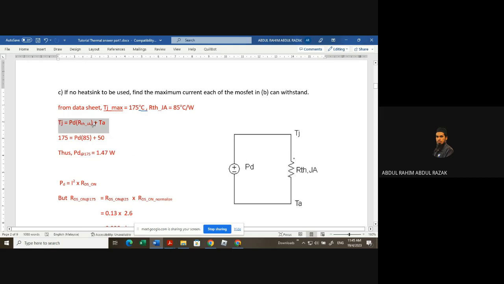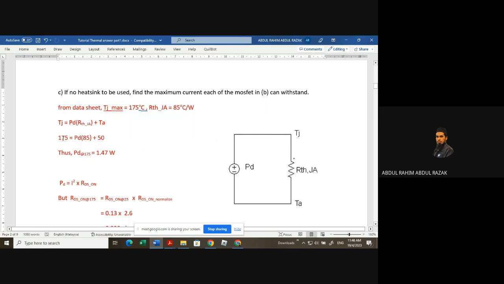So write down the formula. Here the main concern is how much our TJ is now, when our PD is at a certain value, and our thermal JA, which we found from the data sheet of our device, is at a certain value, and the ambient temperature is at what value? So that is your TJ. And we found that the maximum junction temperature can go up to 175 degrees C, dalam different data sheet tu. Here, the device information is all available inside your data sheet. And 175, 85 here. Yang ni dapat daripada scenario.